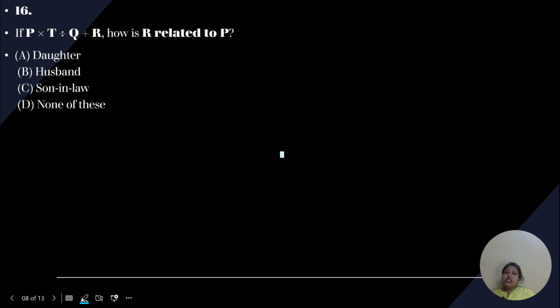16. P into T divided by Q plus R, and how is R related to P? Let's check it out. P into T means P is the father of T. We know P's gender, it's a male, and we do not know the gender of T. T divided by Q, now we know it. T is the mother of Q. Let's put it like this.